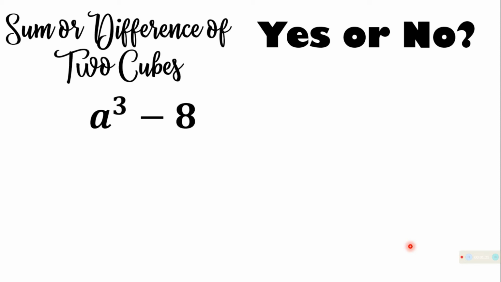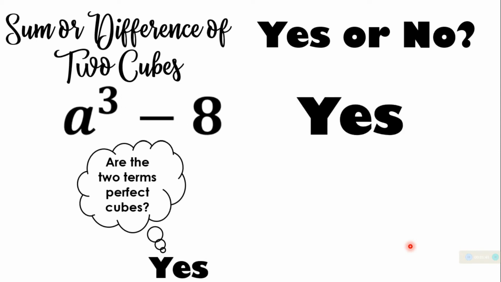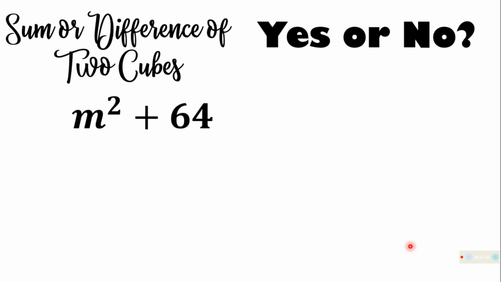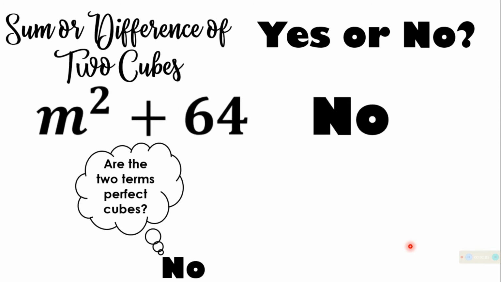So a cube minus 8. Ang condition natin is ang dalawang term ba ay perfect cube. Okay? So, yung a cube ay may cube root, yung 8 ay may cube root. So, therefore, it's a yes. A cube minus 8 is a difference of two cubes. Next, m squared plus 64. So, the question is, are the two terms perfect cubes? So, yung m squared pa lang, alam na natin na square root yan. So, the answer is no, it is not a sum of two cubes.